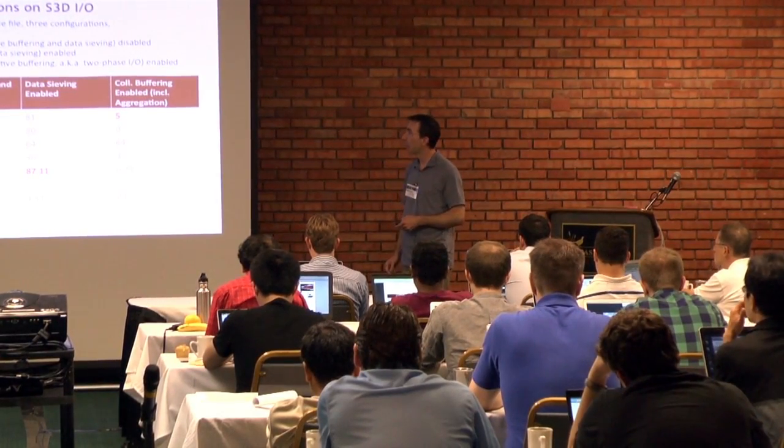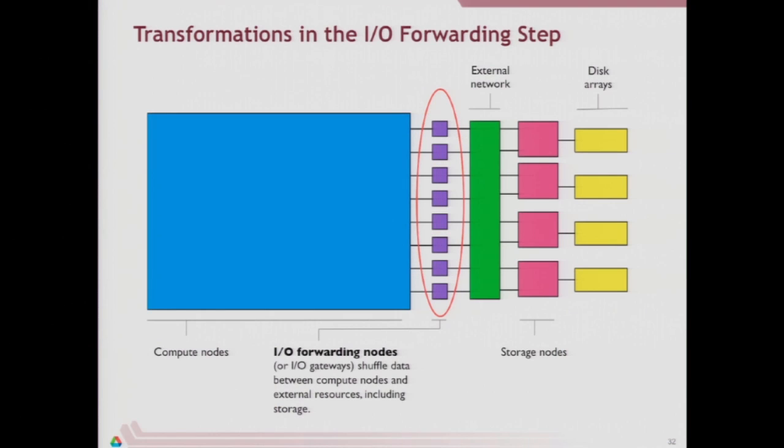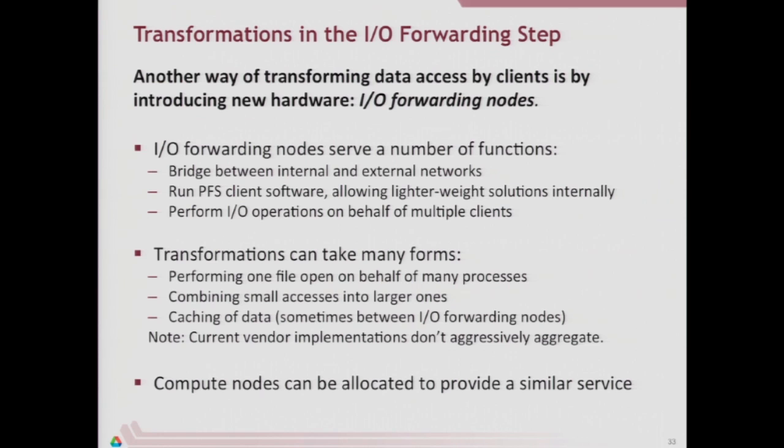It's no problem. OK, so there are also transformations that occur in the I/O forwarding stage, and I want to mention those. The transformations that we just described are typically applied out here in the compute nodes and some libraries that run with your compute processes, but there are separate optimizations or transformations that are often applied or could be applied in these I/O forwarding nodes. So those nodes actually do a bunch of different things for us.